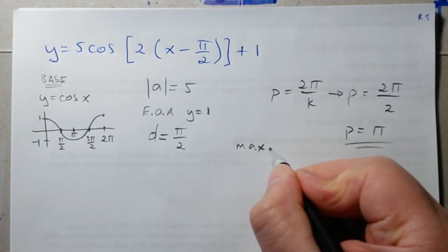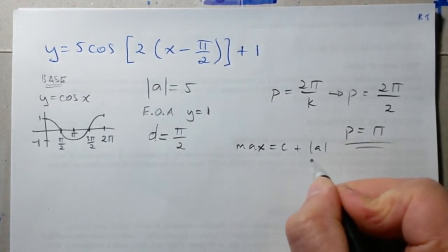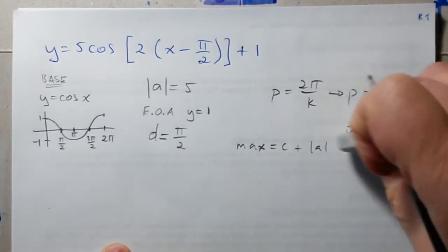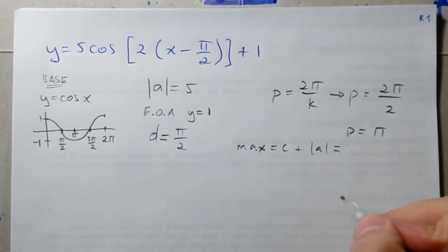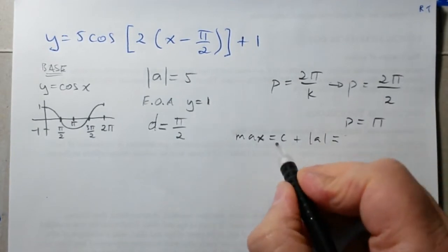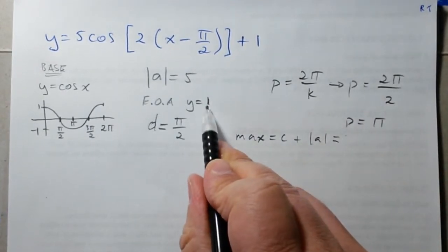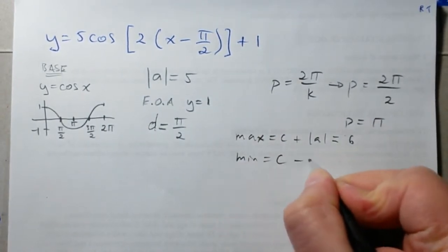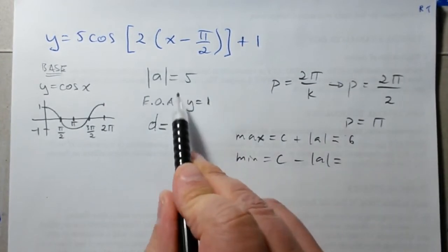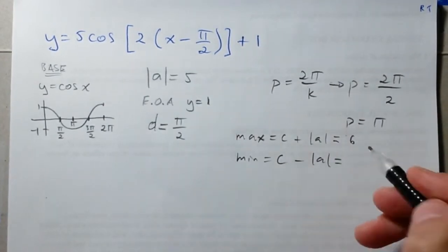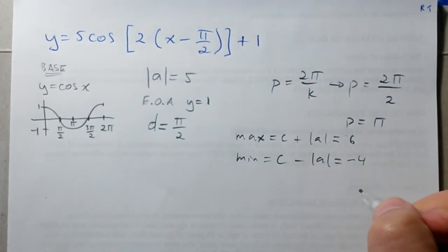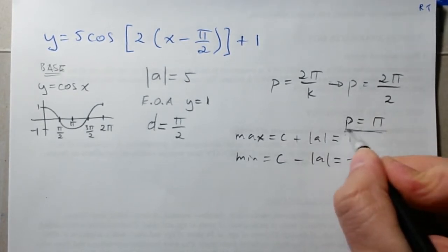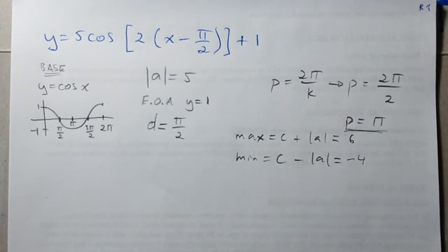So the maximum value is equal to c plus the absolute value of a. What's the value of c? 1 plus a, that's 6. And the minimum value would be c minus the absolute value of a, which is 1 minus 5, which gives us minus 4. Okay, so I think we've got everything now. The period is equal to pi, and now we've got everything that we need to sketch this function.